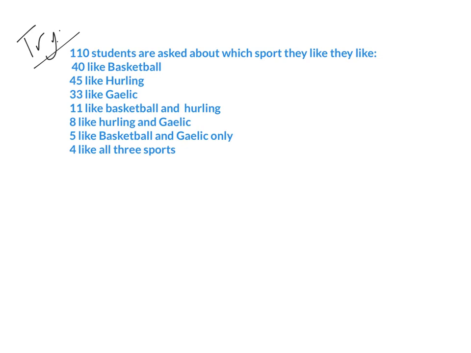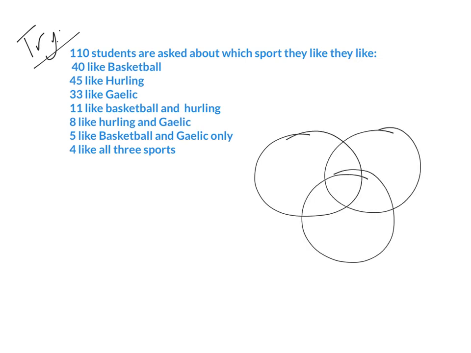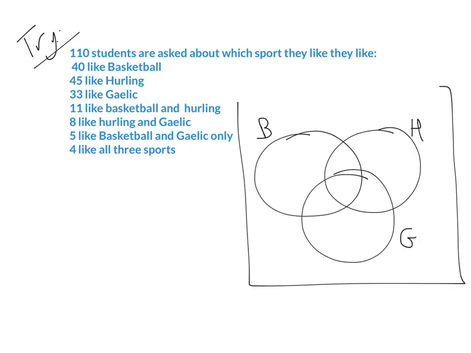Okay, so we're going to start like we always do. We're going to draw our 3 circles, and we're going to label them basketball, hurling and Gaelic, and we're going to draw in our universe. And in this case we know that there's 110 students in our universe.